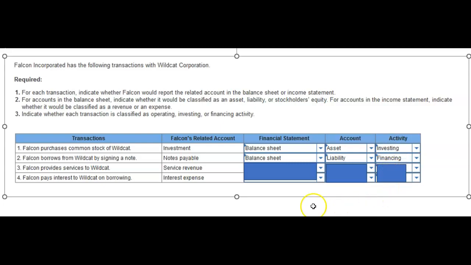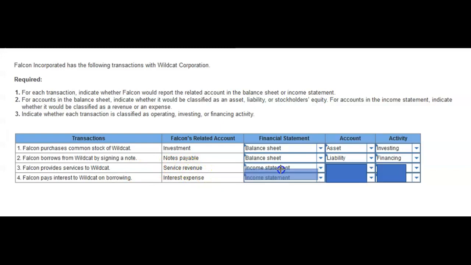financing activity. Okay, the third one, Falcon provides services to Wildcat. So now we're just providing revenues. We either sell products or we provide a service. Both of those are revenues. So that's a service revenue that gets recorded on the income statement, and we would record it in a revenue account, and that's obviously an operating activity. Anything that hits the income statement usually reports on the income statement.